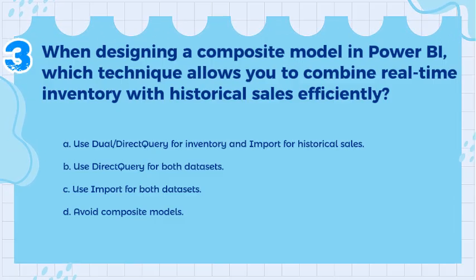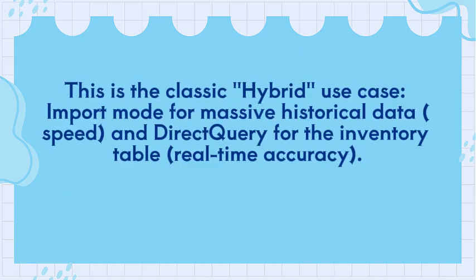The correct answer is A. Use dual/direct query for inventory and import for historical sales. This is the classic hybrid use case. Import mode for massive historical data, speed, and direct query for the inventory table. Real-time accuracy.